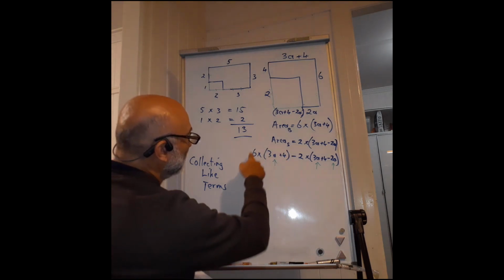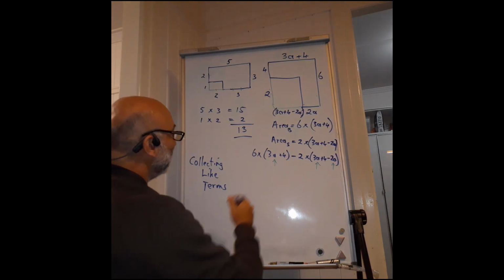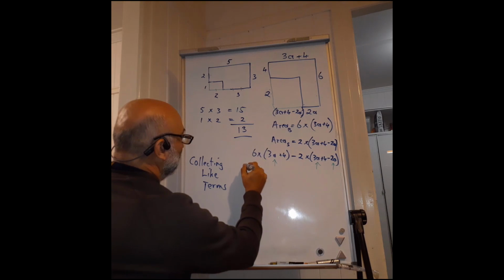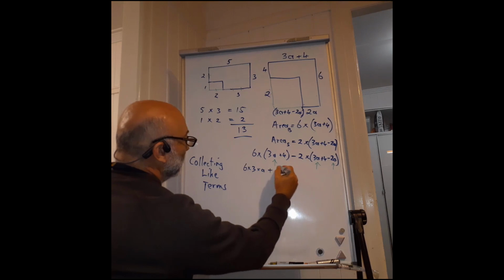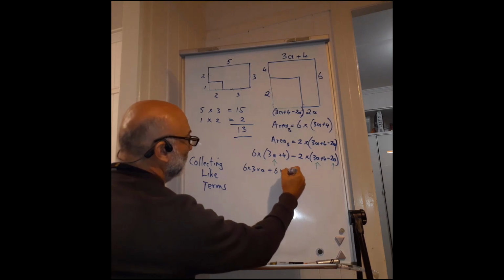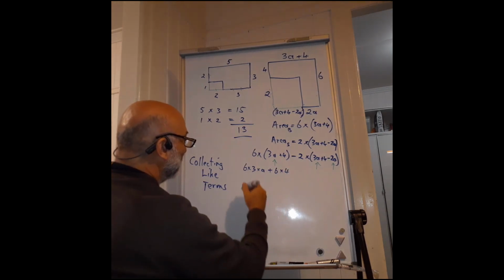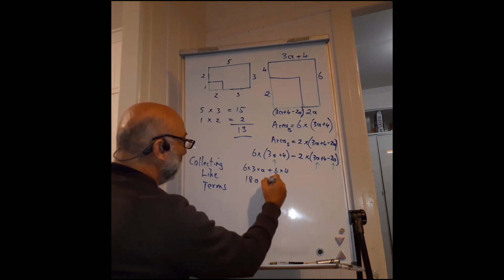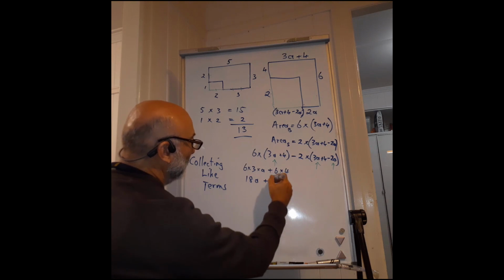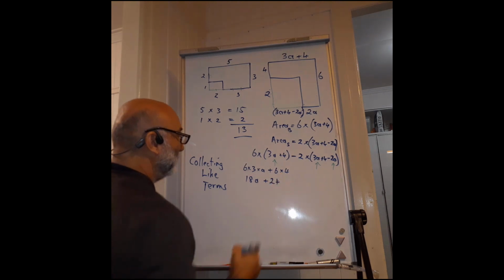Okay, so let's do this term. That's going to be relatively easy. So that'll be 6 times 3 times a plus 6 times 4. So let's bring that down. So that 6 times 3, 18a plus 6 times 4, 24. Okay, so that's that bit.